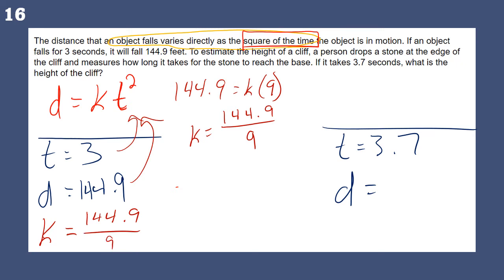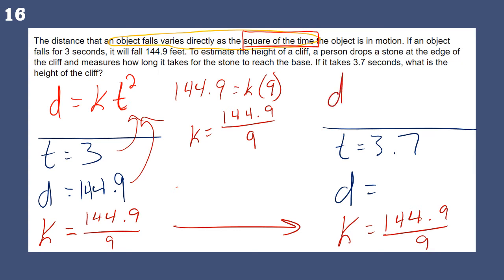So now that we have a k, it's the same k in the other one. So if we have two knowns and one unknown, all we have to do is plug that into the same formula. So we're going to plug in the t that we have and the k that we have, and that will give us our d.